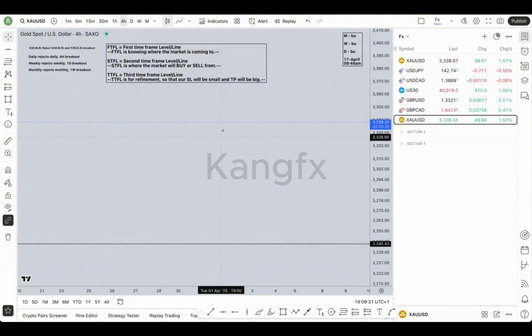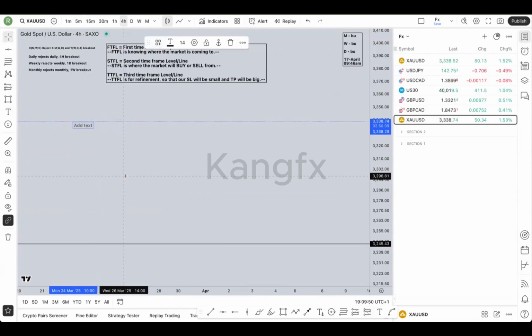a breakout. After the rejection and breakout and a storyline is set, we need only two key levels. We only need two key levels on the FTFL. And the two key levels, not that other key levels don't work, but we need just two key levels. And these two key levels are the key levels that worked very well, that are very strong.